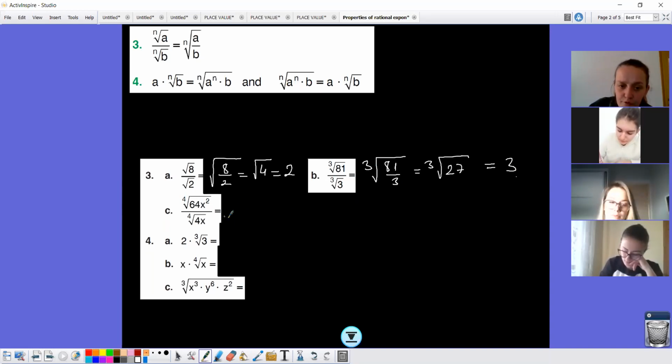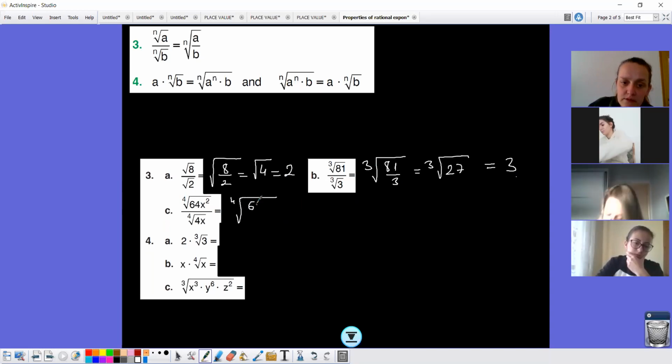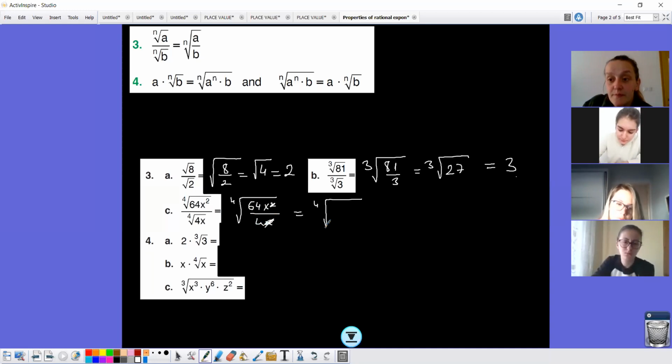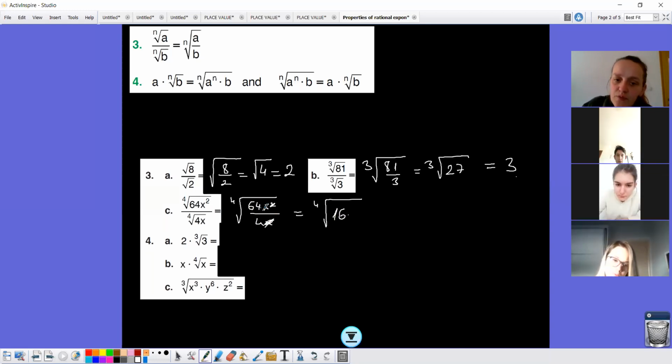In C, what we have, fourth root of 64x squared over 4x. Can we do some simplifications here? It will be fourth root of, look, x squared, the square will go with the x. We can simplify this one. 64 divided by 4 will be 16. 16 times what we have here, x.